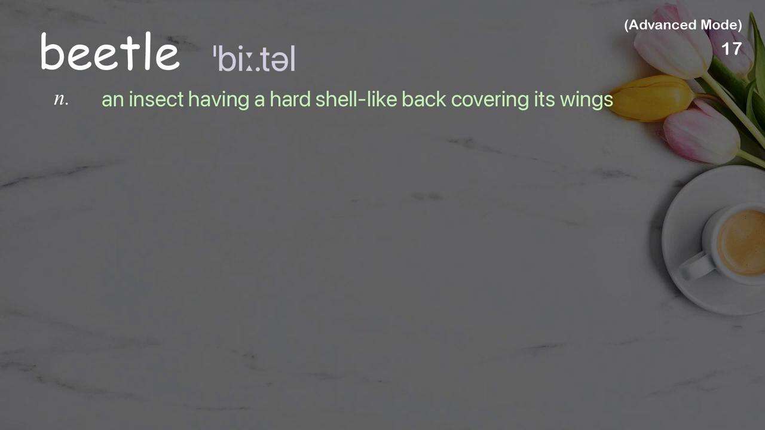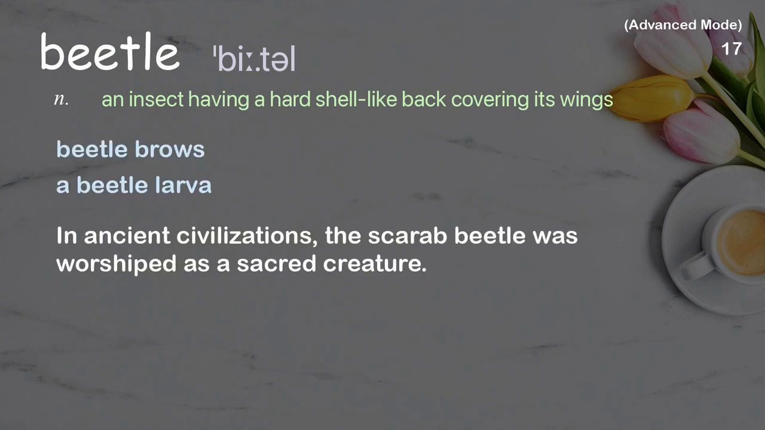Beetle: an insect having a hard shell-like back covering its wings. Examples: beetle browse, a beetle larva. In ancient civilizations, the scarab beetle was worshipped as a sacred creature.